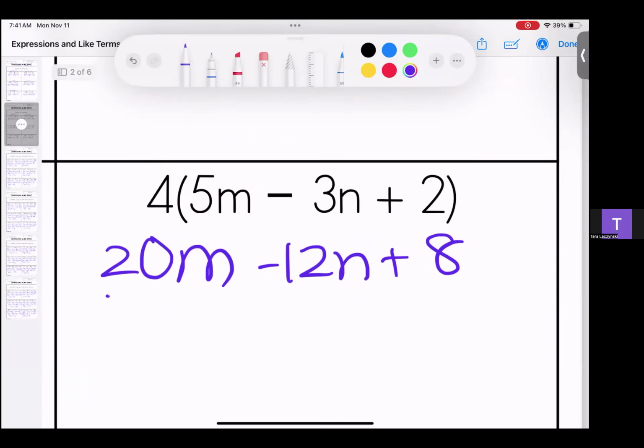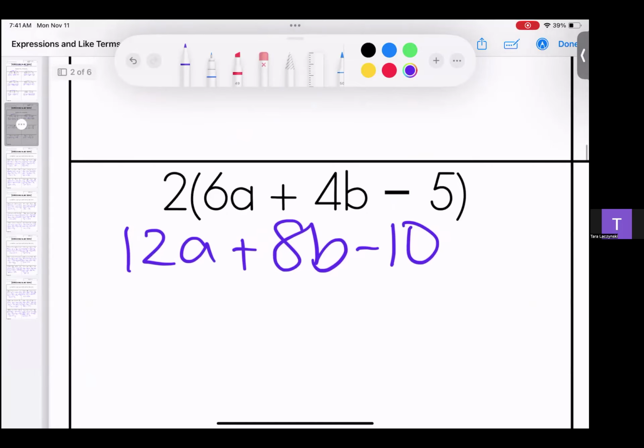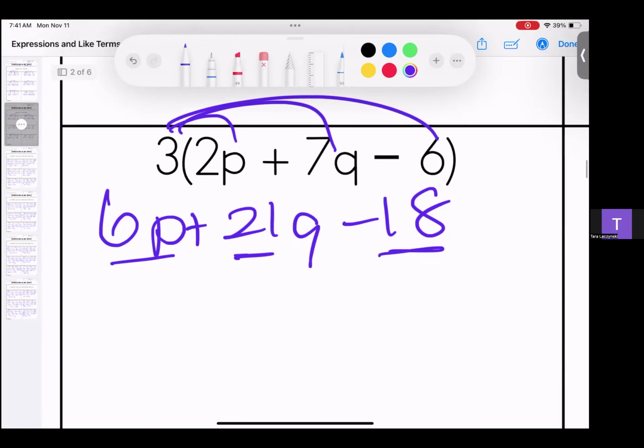Downtown, 4 times 5 is 20m. 4 times 3 is 12n, but negative. And then 4 times 2 is 8. 2 times 6 is 12a, 2 times 4 is 8b, and negative 10 brings us in for that one. Down here, one negative in the back. 2 times 3 is 6, 3 times 7 is 21, and then 3 times 6 is 18, making sure that our variables come with us.